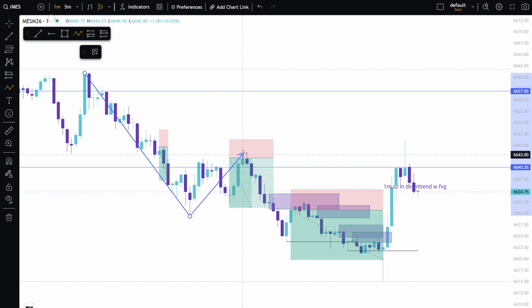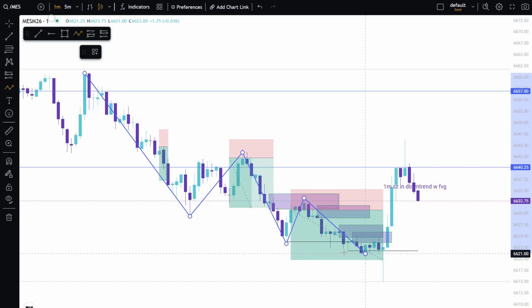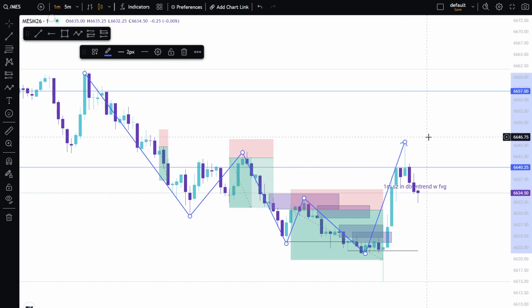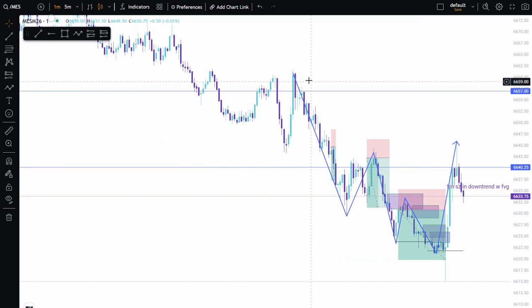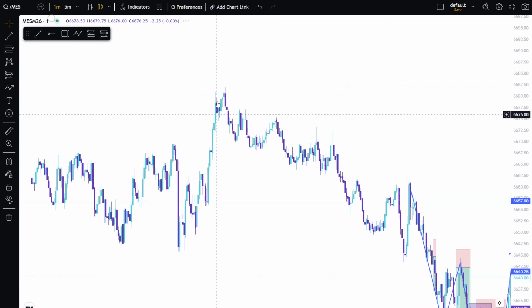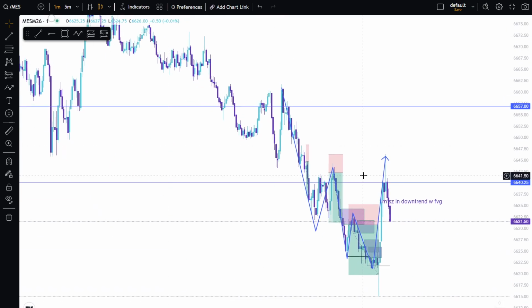And so this is the correction, that's the impulse, that's the next correction, this is the next impulse, and you can see price didn't close much below here. It started consolidating, it didn't close much below the low, and then it made another impulse in the opposite direction. And of course price is low because it has been coming down since 6 a.m. this morning.